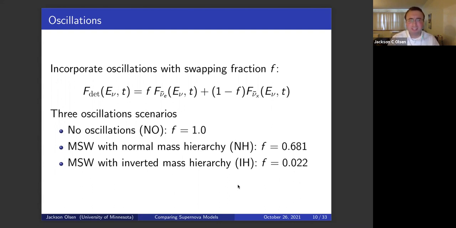And you can see, even with just these 3 very simple scenarios, we get a good spread in the possible swapping between nu E bar and nu X bar. Obviously, when there's no oscillations, there's no swapping. But then with the inverted hierarchy, we get almost complete swapping. And so we do get a nice spread here.